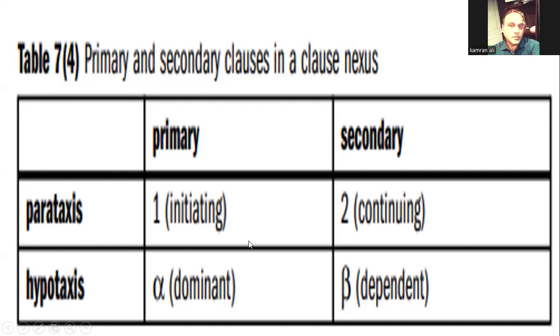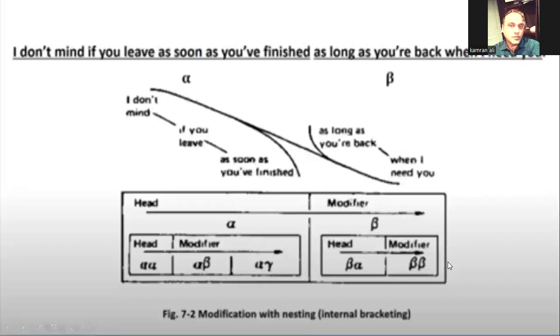When the clauses are in the direct relationship, that is parataxis, they are presented by giving the numbers 1 and 2. Secondary clauses are always numbered 2, whereas primary clauses are given number 1. Whereas when they are in indirect relationship, that relationship is presented with Greek letters alpha and beta. Alpha shows that this primary clause is dominant, and beta shows that the secondary clause is depending on that. Let's have a look at one example here.